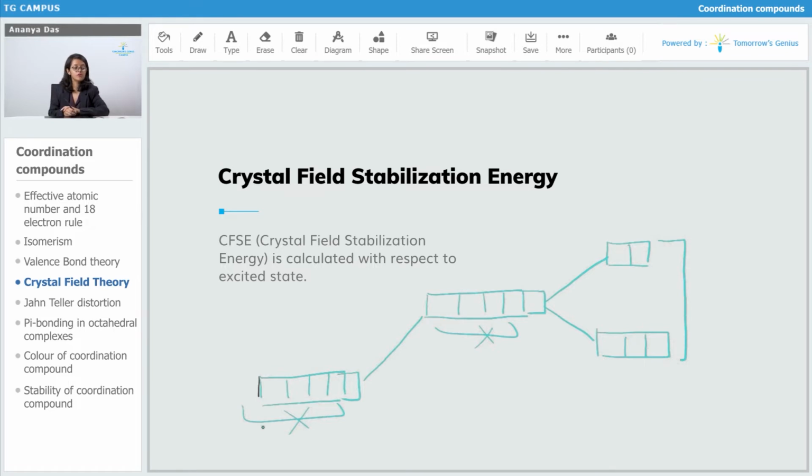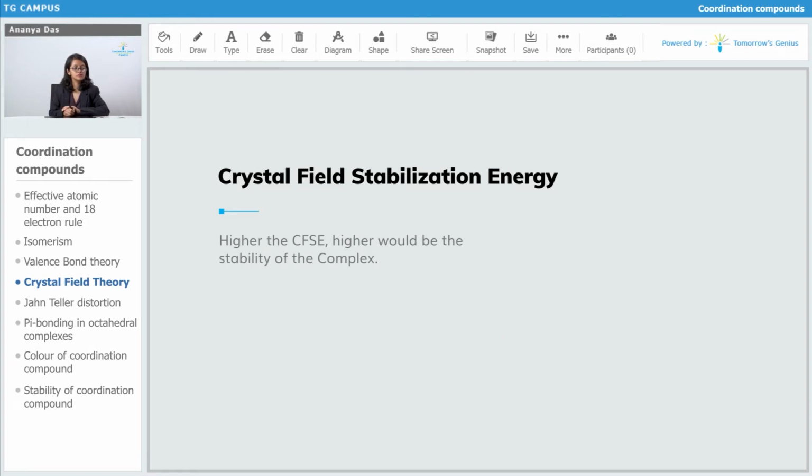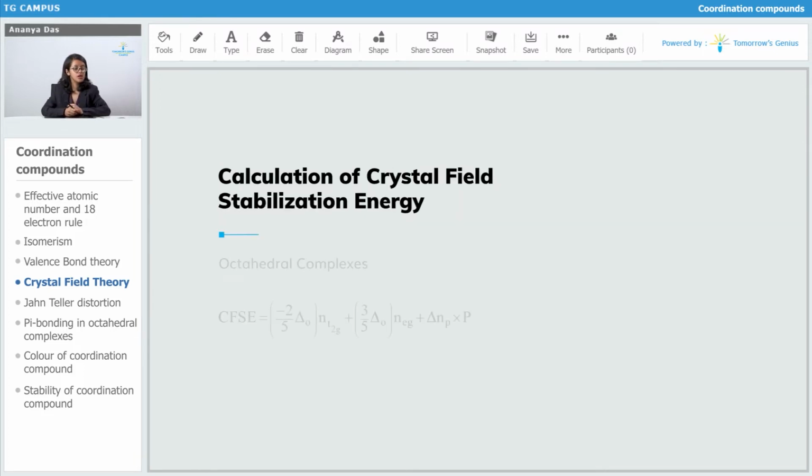Now let us see what the formula is and how to calculate the crystal field stabilization energy. First of all, the higher the CFSE, the more stable the complex will be. So if a complex has a higher CFSE, it will be more stable than a complex which has a lower CFSE. This is the formula for calculation of the crystal field stabilization energy in octahedral complexes. CFSE is equal to minus 2/5 delta O into N T2g plus 3/5 delta O into N Eg plus delta NP into P.